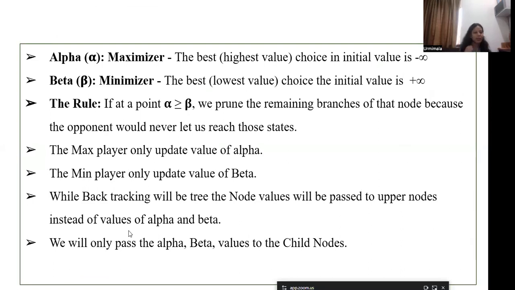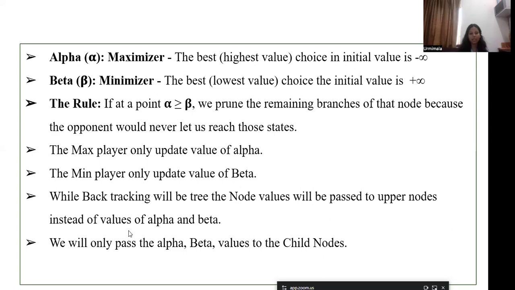So here we know that alpha is a maximizer, which is the best, meaning highest value, which starts with minus infinity, and beta is a minimizer where the initial value starts with plus infinity. The rule: if at a point alpha is greater than or equal to beta, we prune the remaining branches of that node because the opponent would never let us reach those states.